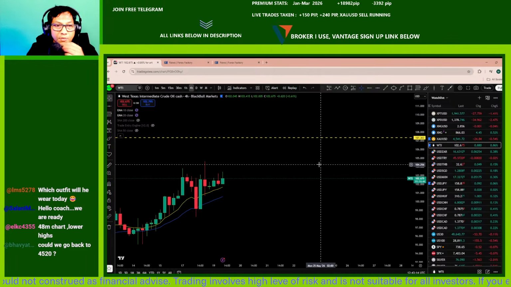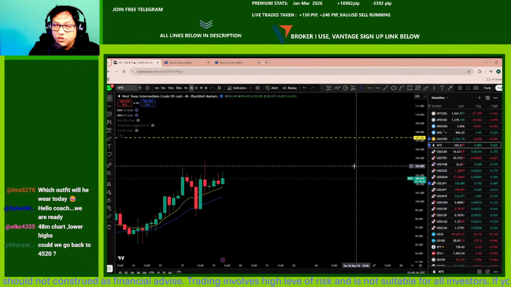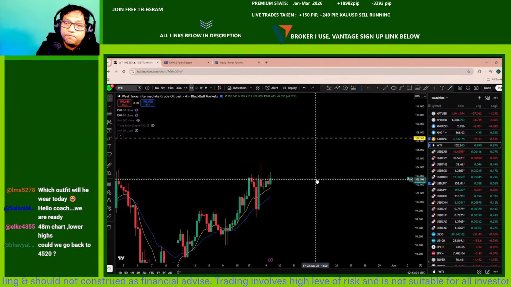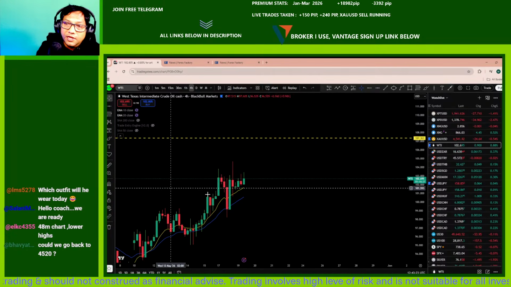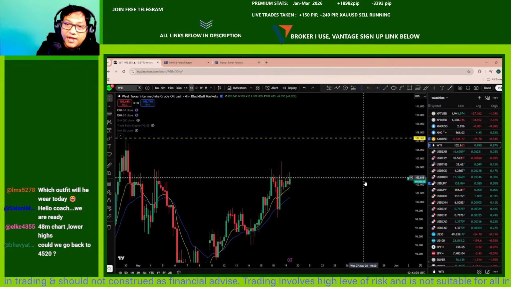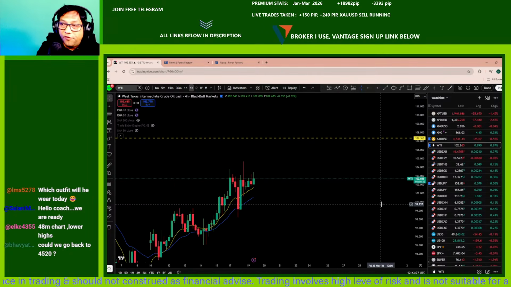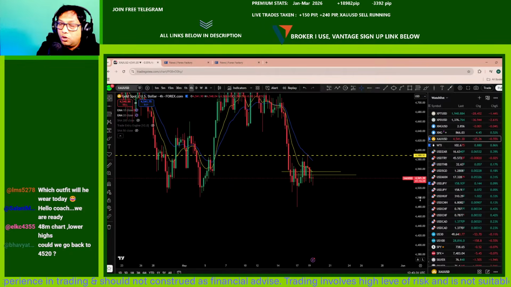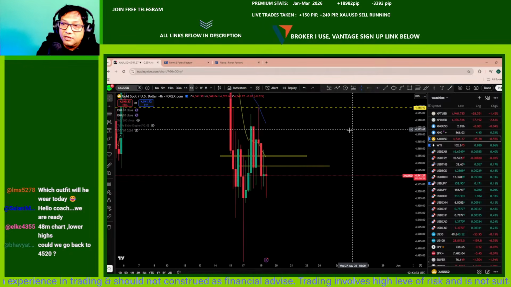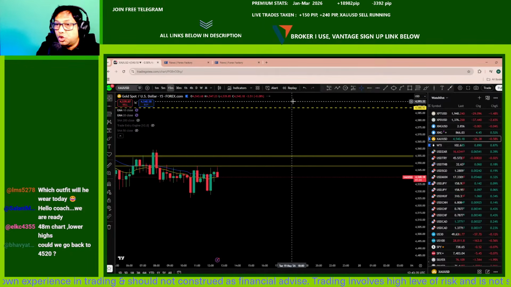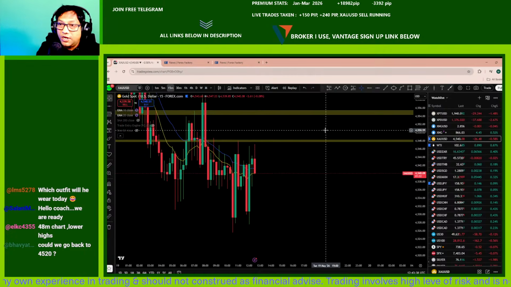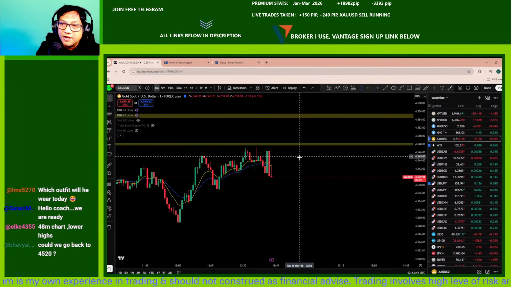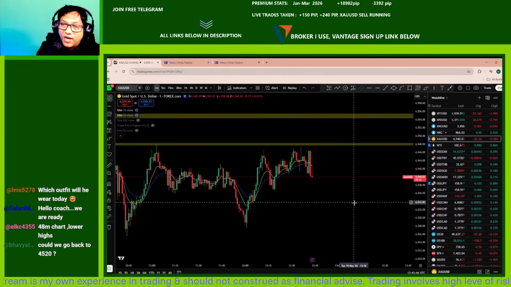Could we go back to 4520? There might be a downside, but at the moment, if you look at oil, I can see there is a potential for a bounce back to the upside. So gold also shows a continued downtrending market structure here. You can see that it rejected back to back twice.